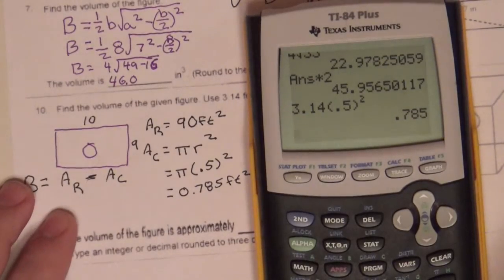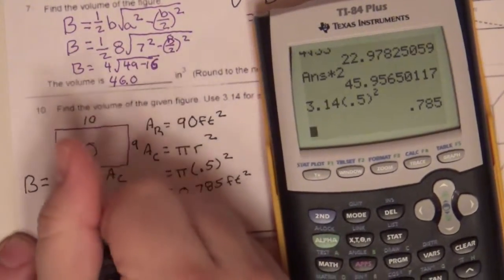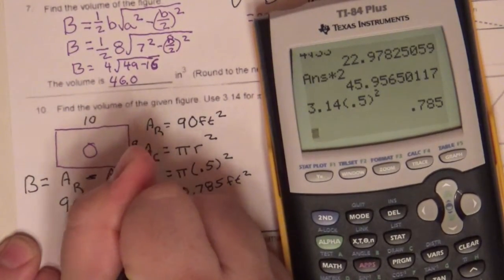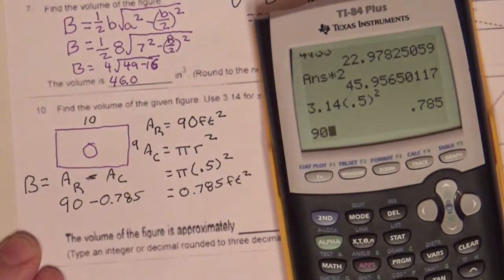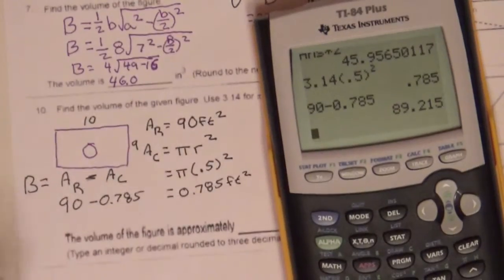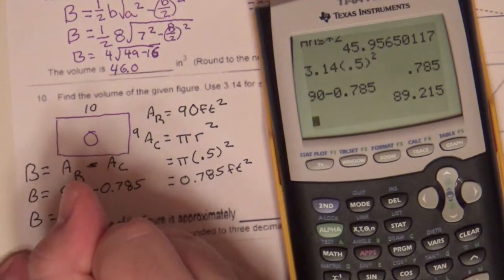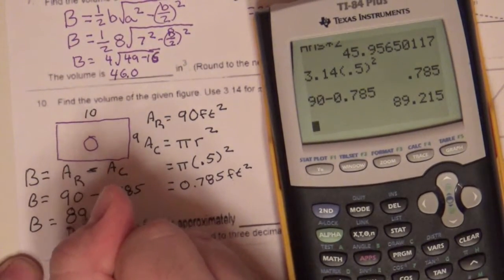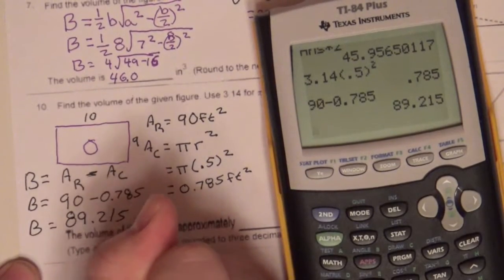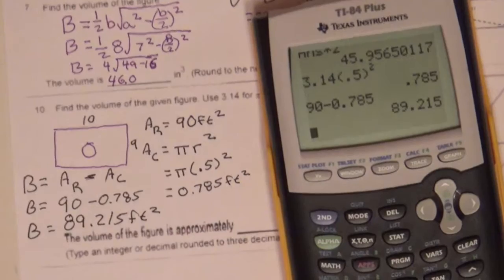I'm going to put in my calculator 90 minus 0.785, and it gives me this number, 89.215. That happens to be the area of my base. 89.215 square feet. Am I done?